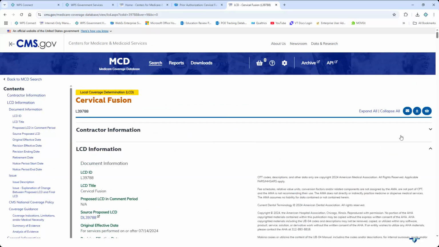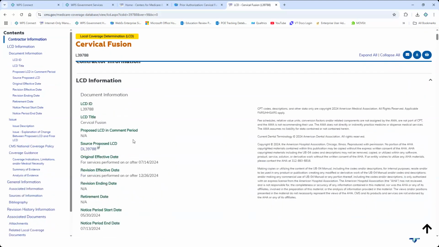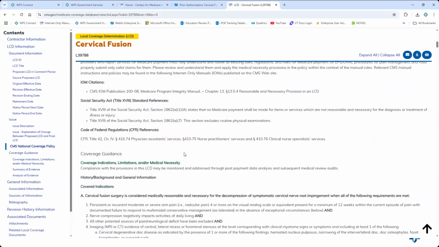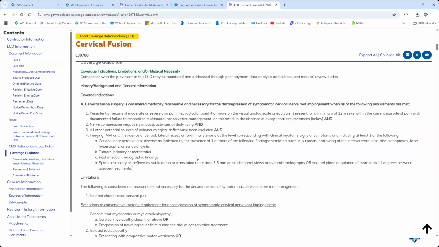How can you verify that this is the correct local coverage determination for WPS? You can click on the down arrow for the contractor information and make sure it's a WPS LCD, because you want to be following what we are telling you as your paying and processing contractor. So we had just talked about the coverage indications for the cervical fusion and discectomy.